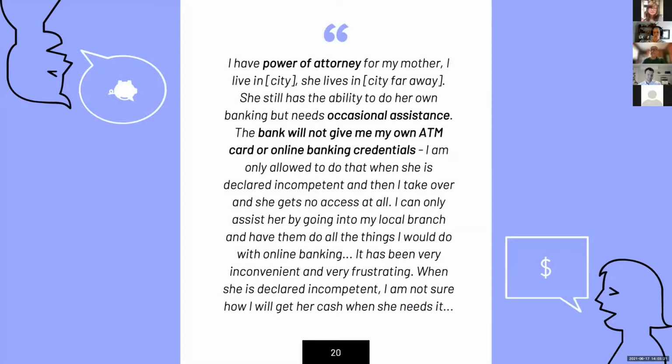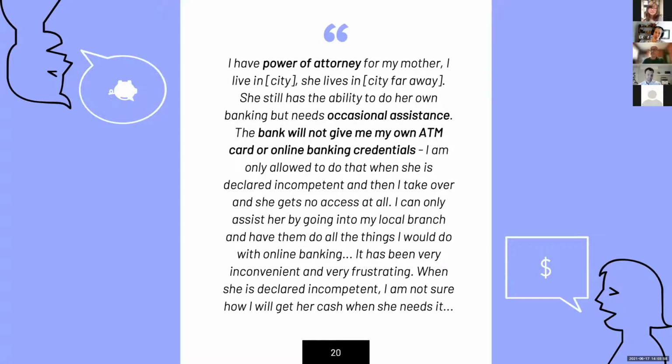So I'd like to share this quote from one of our survey respondents who said, "I have power of attorney for my mother. I live in one city. She lives in another city far away. She still has the ability to do her own banking, but needs occasional assistance. The bank will not give me my own ATM card or online banking credentials. I'm only allowed to do that when she's declared incompetent, and then I take over and she gets no access at all. I can only assist her by going into my local branch and have them do all the things I would do with online banking. It's been very inconvenient and very frustrating. When she's declared incompetent, I'm not sure how I will get her cash when she needs it."